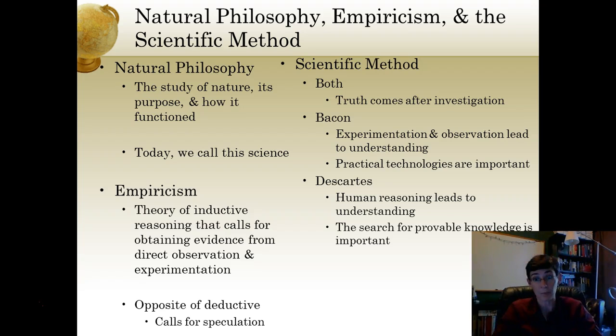The scientific method encompasses aspects of both, all right? Truth comes after investigation, all right? Now, both Descartes and Bacon agree with that. Truth comes after investigation, but where Descartes does it through a thought process, through reason and rationale, Bacon does it through experimentation and observation, right? And it says that right here. Bacon: experimentation and observation lead to understanding. Practical technologies are important. Descartes: human reasoning leads to understanding. The search for provable knowledge is important.